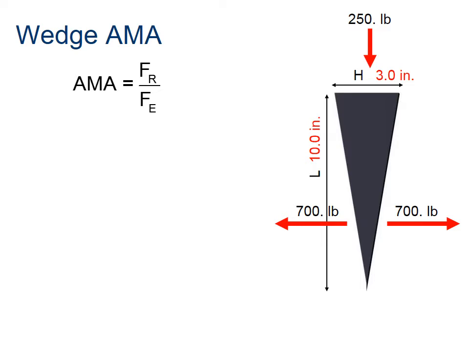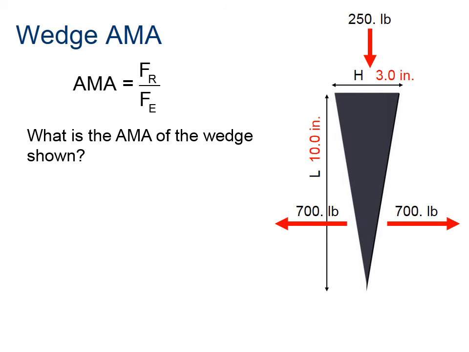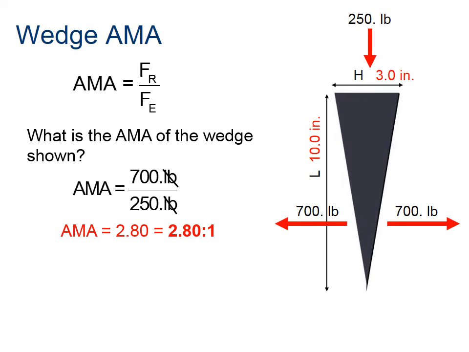What do we get for AMA? For AMA, if we're pushing on that wedge with 250 pounds, what happens is we get 700 pounds pushing out from each side. And when we do our AMA calculations, we just have to use 700 pounds, not 1,400 pounds. So when we do that and plug in our numbers, our resistance force is 700 pounds divided by our effort of 250 pounds, and we get 2.8 to 1.